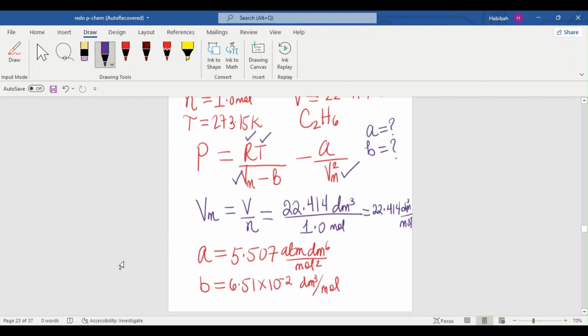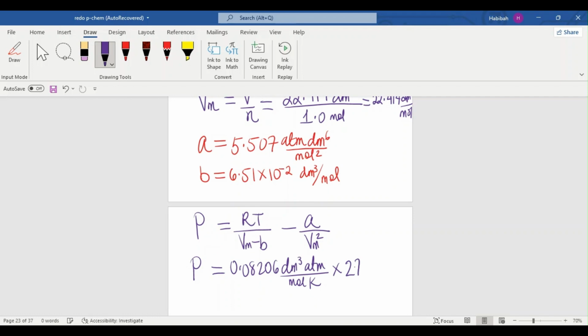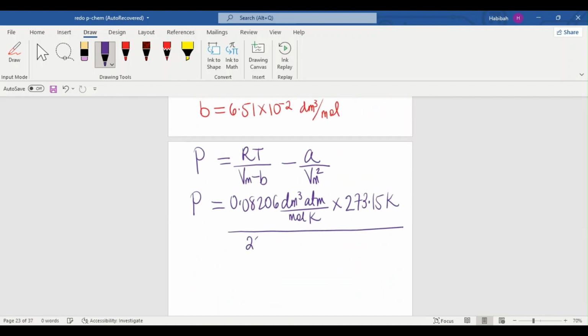So what is the temperature? We have the temperature to be 273.15 Kelvin, divided by the molar volume, which is 22.414 dm cubed per mole, minus B, which is just 6.51 times 10 to the power of negative 2 dm cubed per mole.